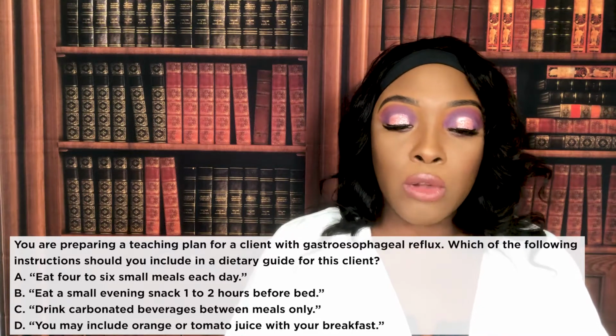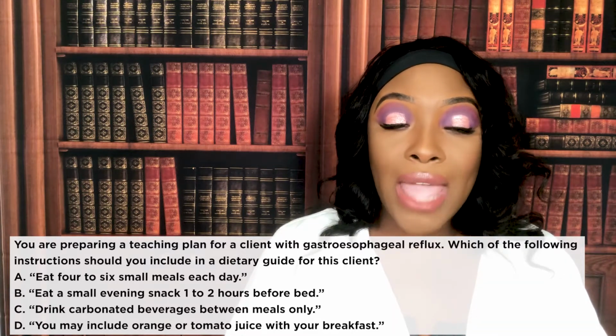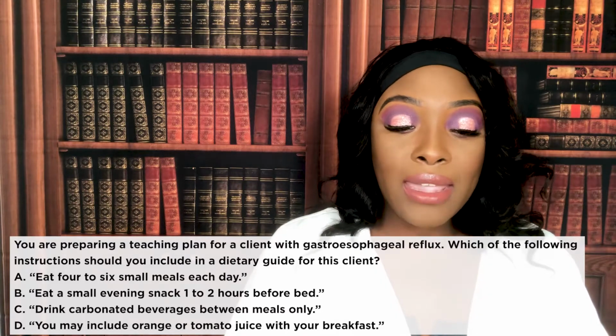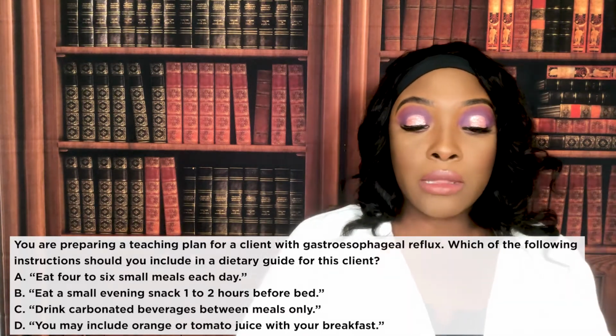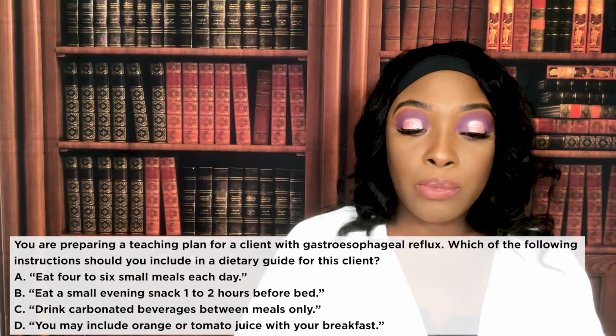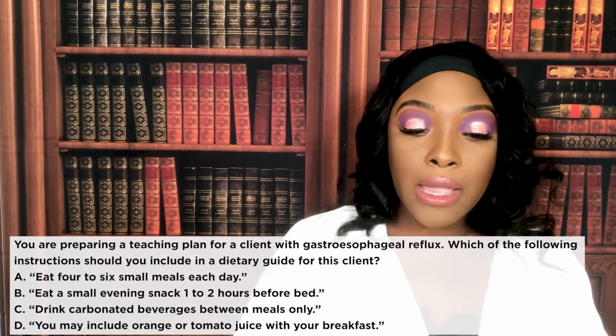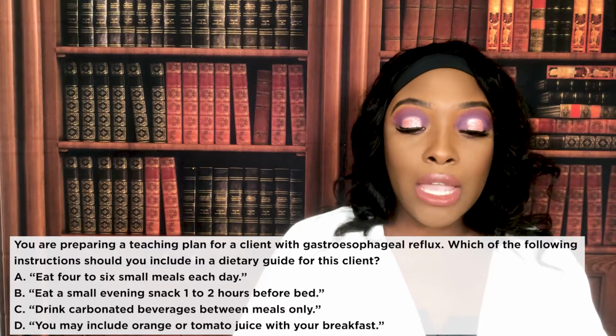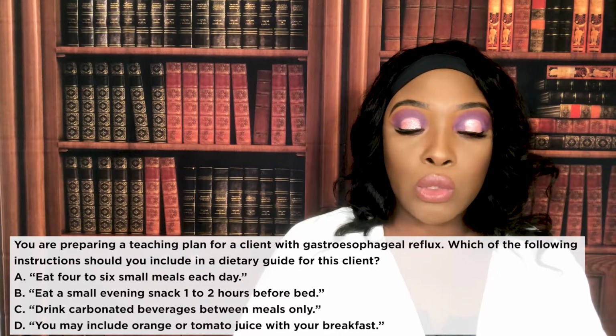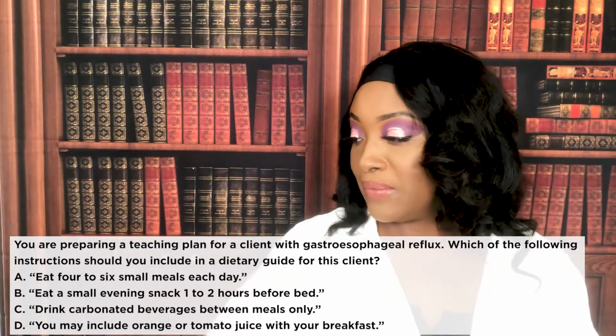You're preparing a teaching plan for a client with gastroesophageal reflux. Which of the following instructions should you include in a dietary guide for this client? A, eat 4 to 6 small meals each day. B, eat a small evening snack 1 to 2 hours before bed. C, drink carbonated beverages between meals only. D, you may include orange or tomato juice with your breakfast.